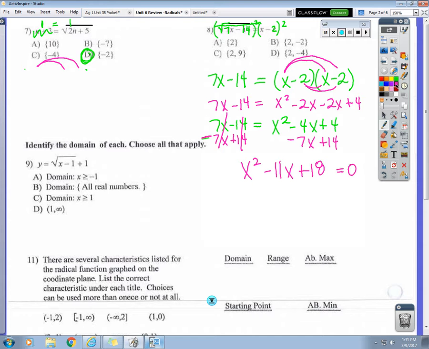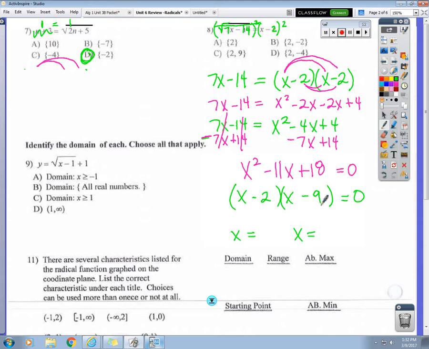Okay, now what can I do? I could graph it, and where it crosses the x-axis are my final solutions. Or if you don't want to graph it, you could just quickly factor it. And then the opposite of the factors are your final solutions. So what numbers multiply to 18 and add to -11?